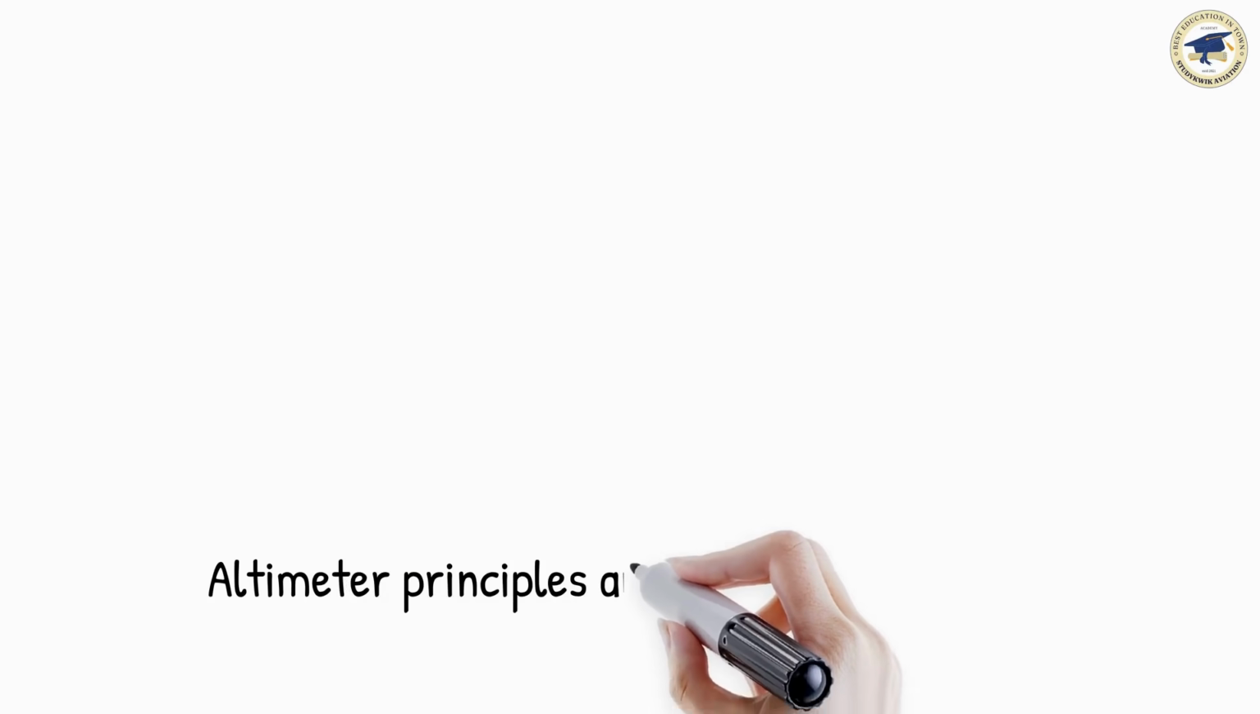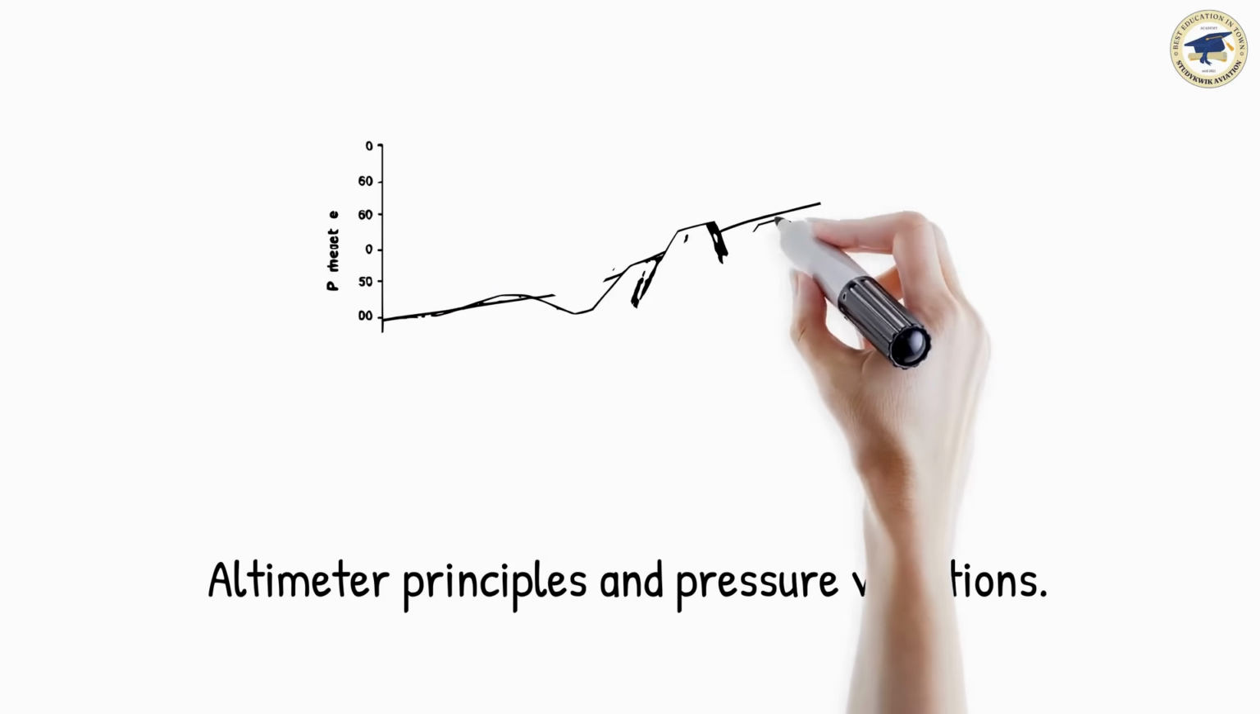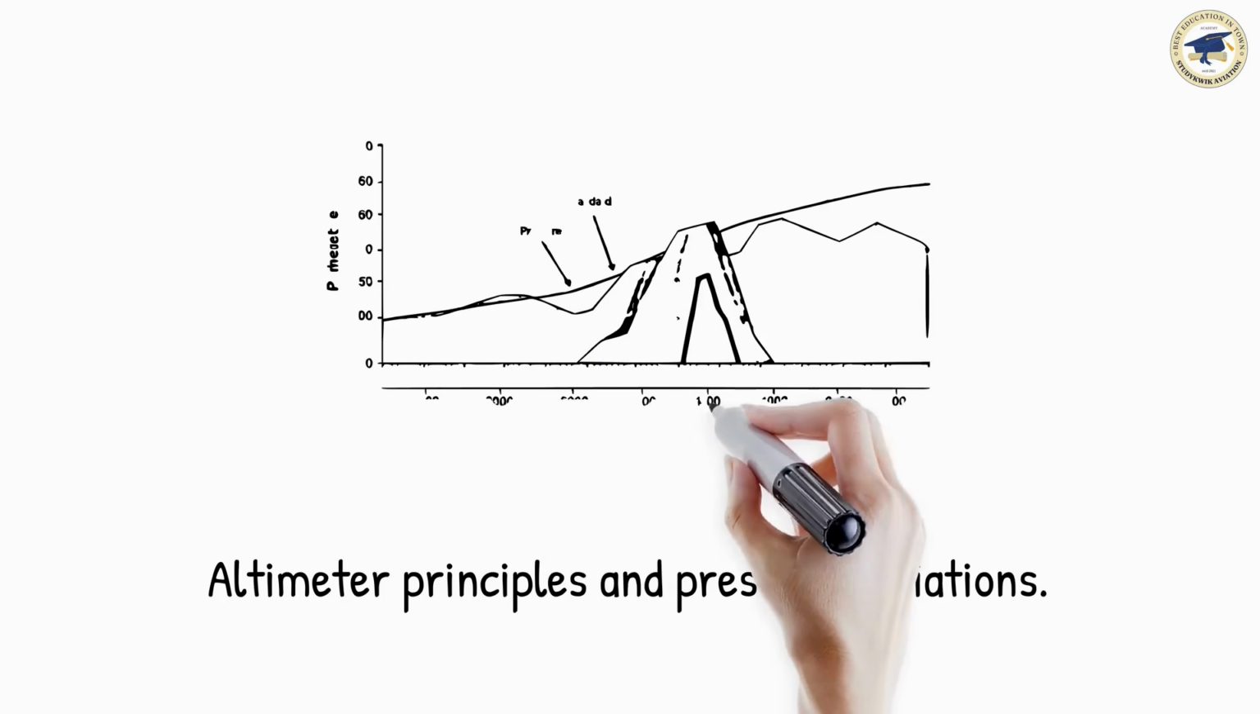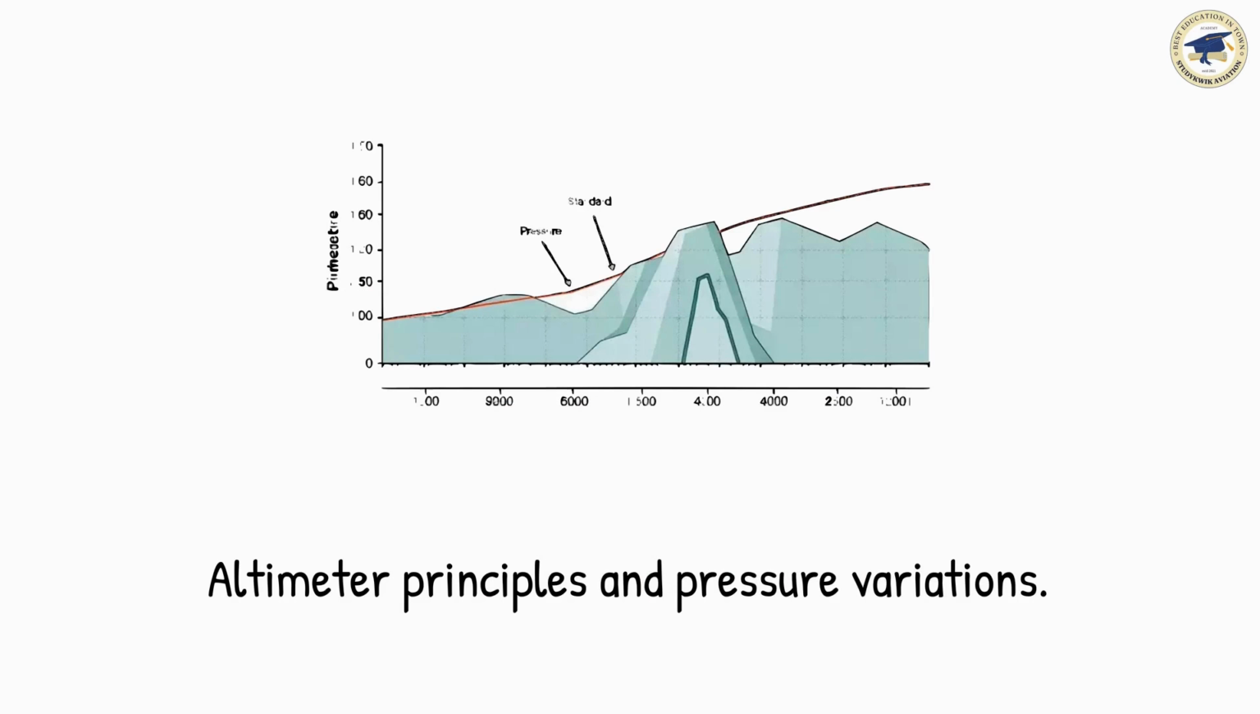Now let's recall the altimeter principle. At 1013 hectopascals at sea level, pressures at higher altitudes are predictable. 10,000 feet is approximately 700 hectopascals. 20,000 feet is approximately 450 hectopascals. 30,000 feet is approximately 300 hectopascals. But this is only true in ISA conditions.